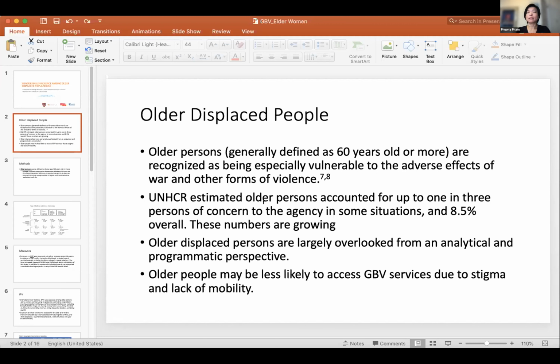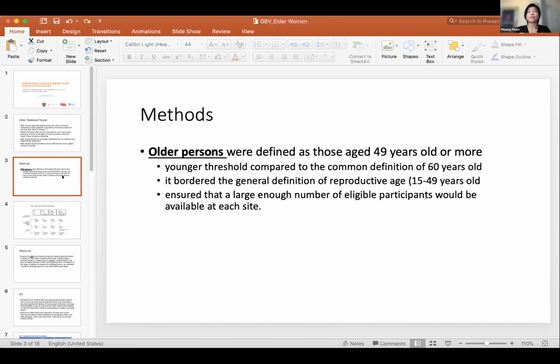Another established fact is that in general, older displaced persons are largely overlooked from an analytical and programmatic perspective. And specifically on gender-based issues, older populations may be less likely to access GBV services due to stigma, a lack of mobility, and lack of programming that targets this particular population. For this study, we were approached by a group called HelpAge and the American Association for the Advancement of Science to help them develop a study looking at this population.